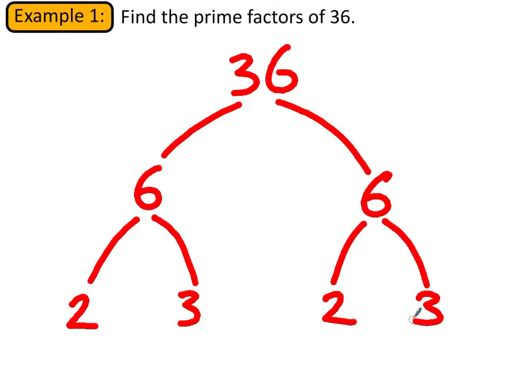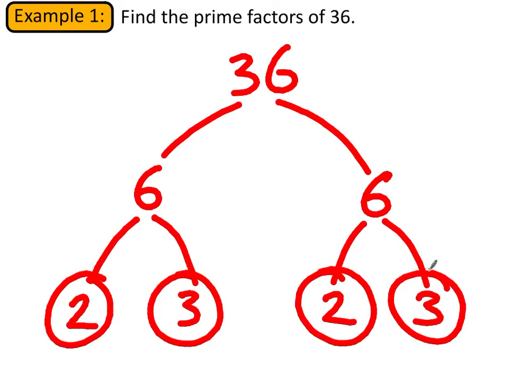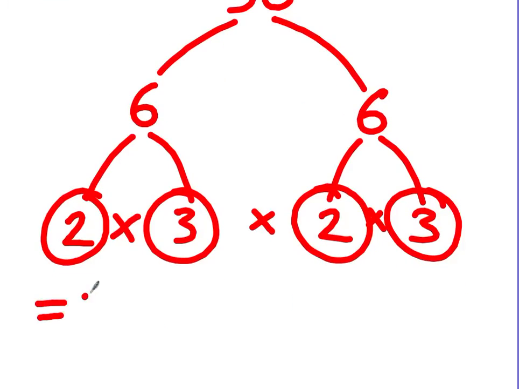Now, once we get some prime numbers, we're pretty much finished. In this particular case, all of these numbers, the ones I'm circling, are primes. And once we get to a prime number, we stop. If I multiply these together, 2 times 3 times 2 times 3, I'm going to end up with a grand total of, of course, 36. So there we are. We've found the prime factors of 36. The prime factors are 2 and 3.